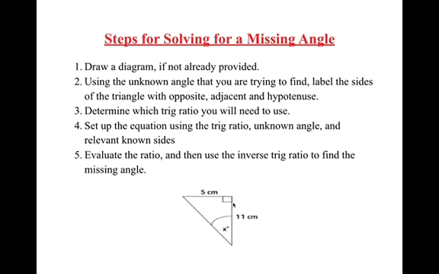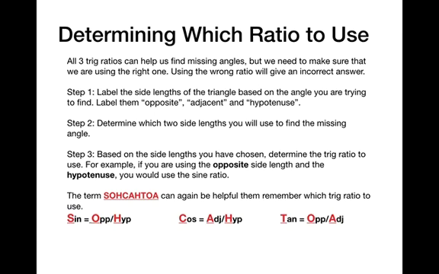Okay, so we're going to do that in a few examples here today. Determining which ratio to use is the same process as when it was finding missing side lengths, right? Make sure that you're using the right one, or else you're going to get the wrong answer. Hitting sine inverse of a ratio versus tan inverse of a ratio will give you two very different angles, okay? So you label those sides, and determine which two side lengths you will use to find the missing angle, okay? If you have opposite and adjacent side lengths, use tan because it involves opposite and adjacent.